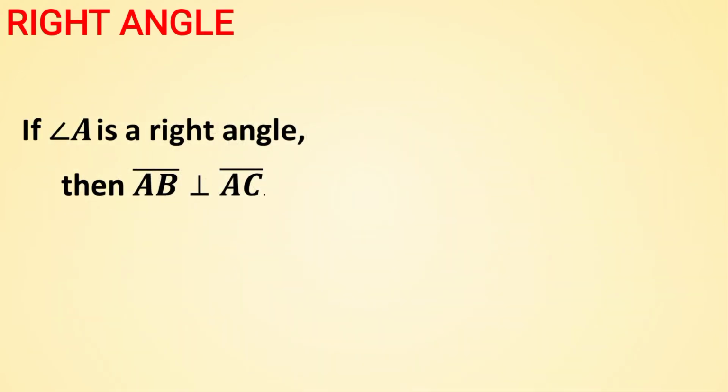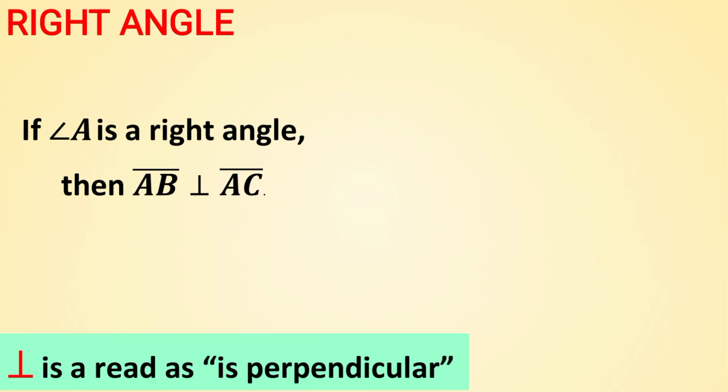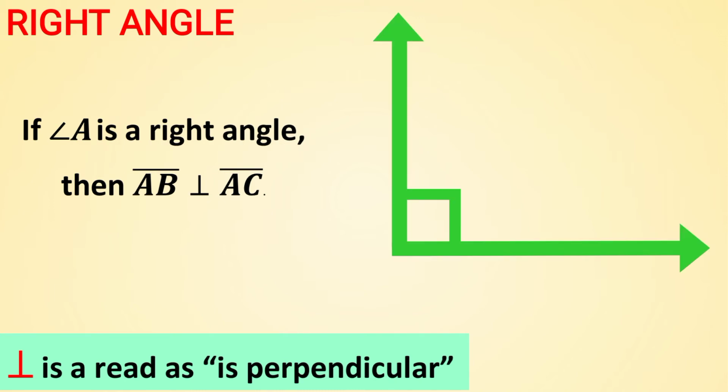If angle A is a right angle, then segment AB is perpendicular to segment AC. This symbol is read as "is perpendicular," the inverted T. So here is the illustration. Segment AB is perpendicular to segment AC.